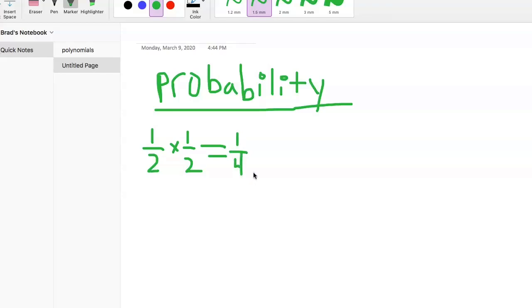2 consecutive heads is 1 out of 4 because we're multiplying 1/2 times 1/2. For 3 consecutive heads, just do it one more time, and make sure you're always multiplying by 1/2. Don't all of a sudden go 1/4 times 1/4 or something. That'll give us a weird answer. So 3 consecutive heads, the odds of getting it are 1 out of 8.